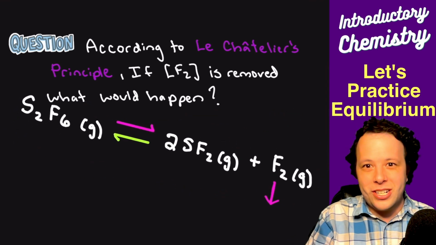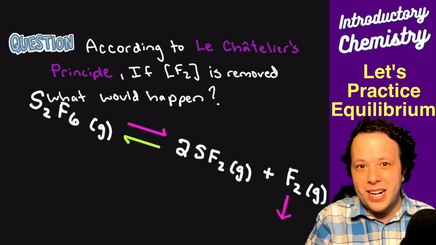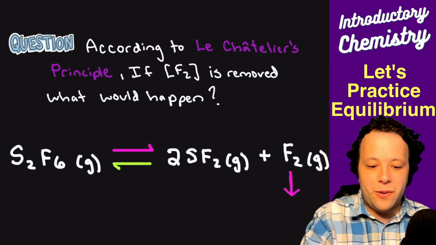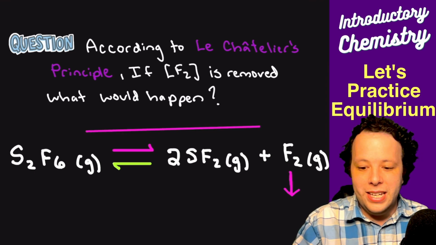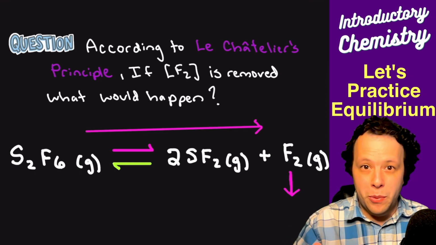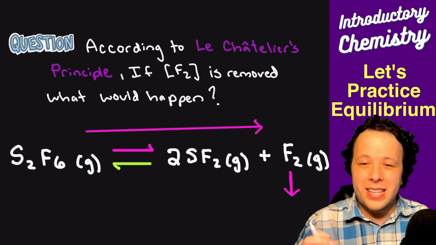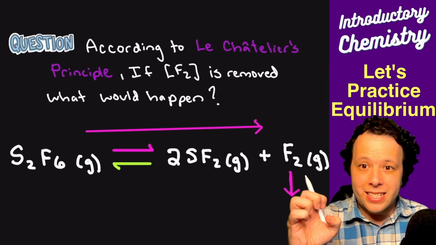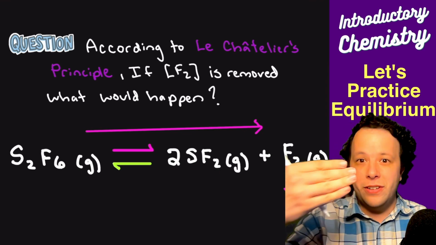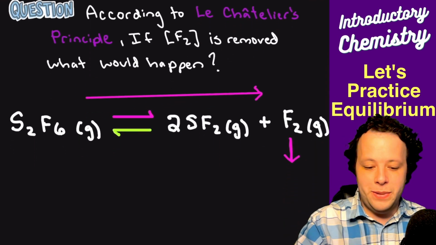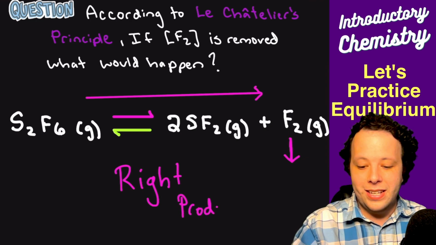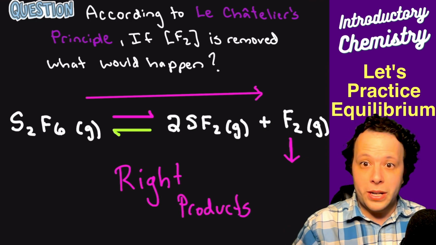The entire reaction is going to tip in the direction towards fluorine, meaning that we're going to be favoring that right-hand side of the reaction even more heavily because it's going to want to generate more as a result. If you can remember, if we take something away, we shift towards it. So if you take, you shift towards. In this case, it's going to be shifting to the right, towards the products, to help create more fluorine as a result.